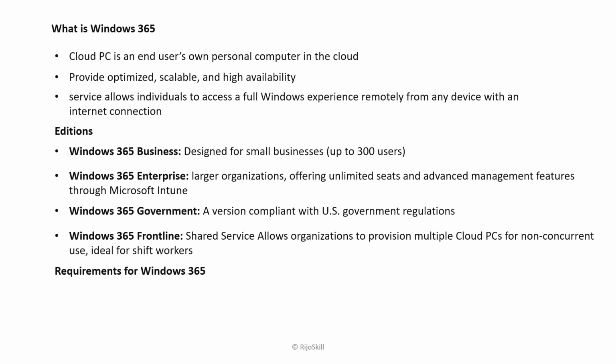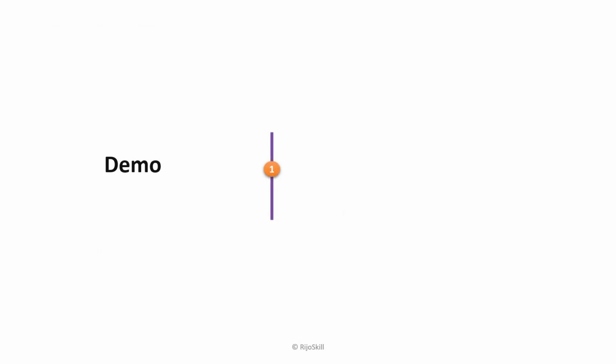So, what are the requirements needed for Windows 365? Microsoft Intune and an Azure AD Premium P1 license. So, what is next? We will check the demo. How can we enable the Windows 365 Cloud PC deployment in the Microsoft Intune portal? So, we will go to our Intune portal.